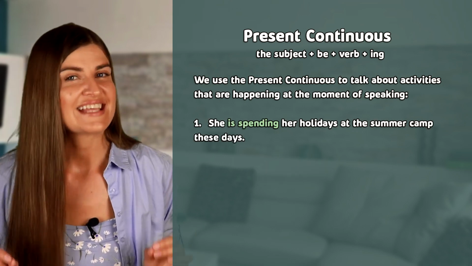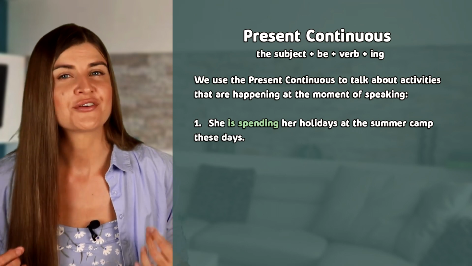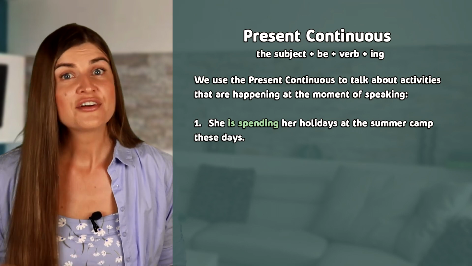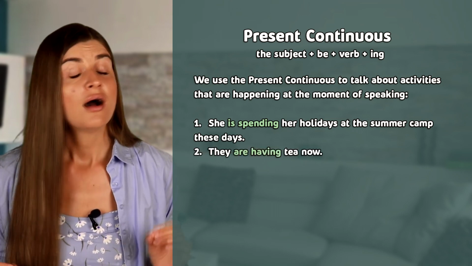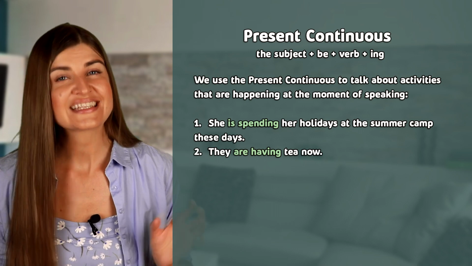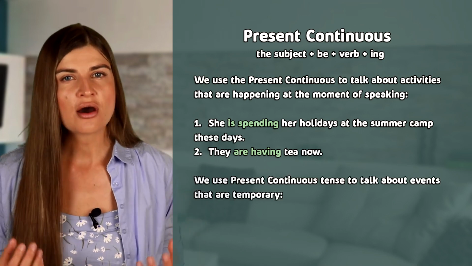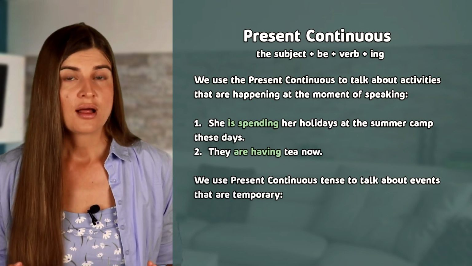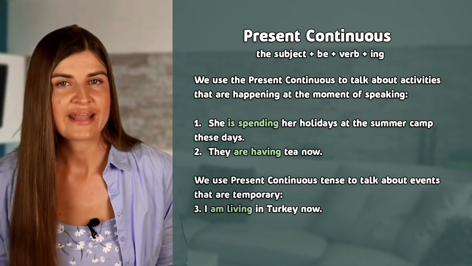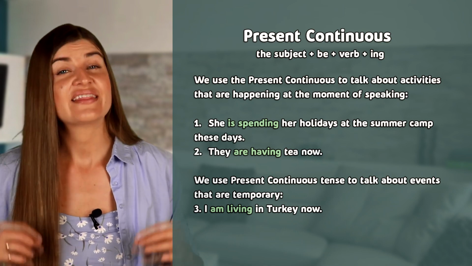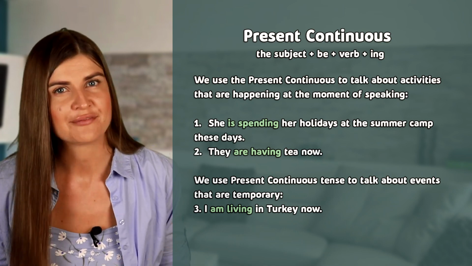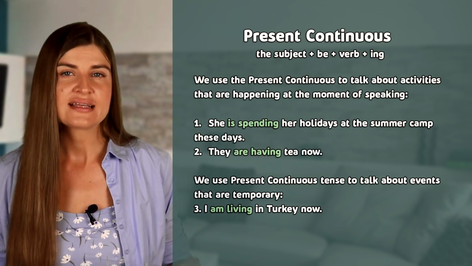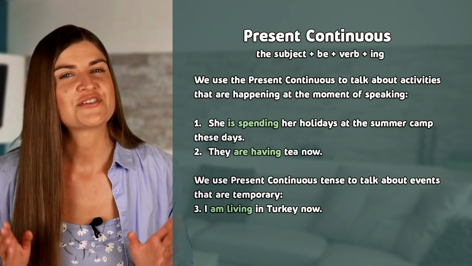Let's have a look at the example. She is spending her holidays at the summer camp these days. They're having tea now. Also, we use the present continuous tense to talk about events that are temporary. For example, I'm living in Turkey now. This means that the situation is temporary. But if I live here constantly, in this case, I say, I live in Turkey.